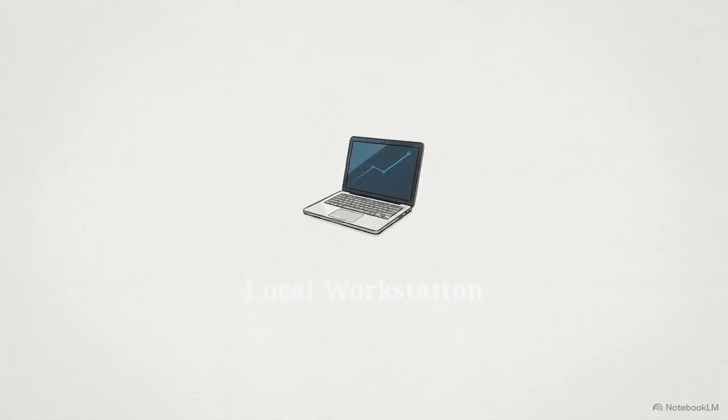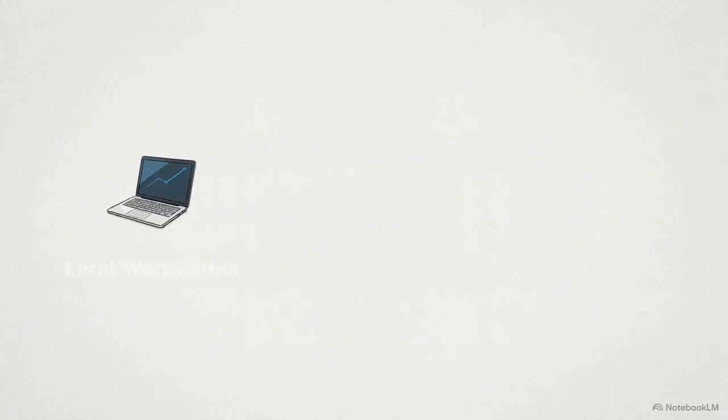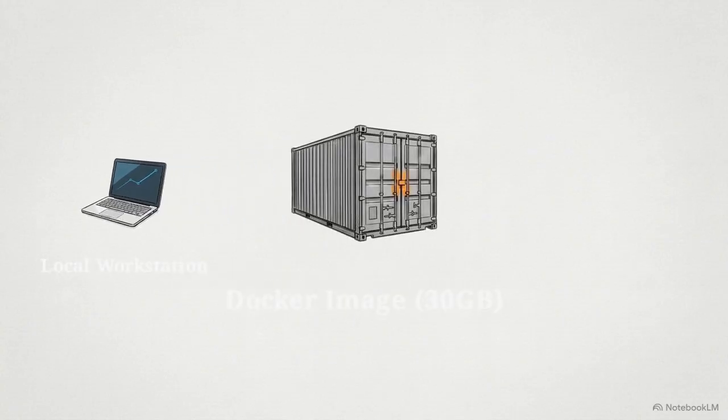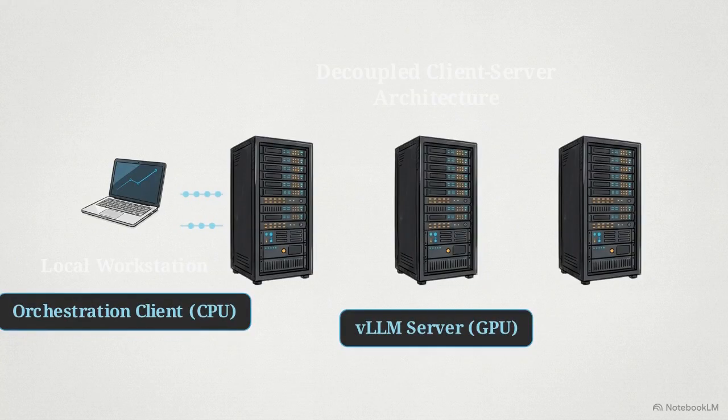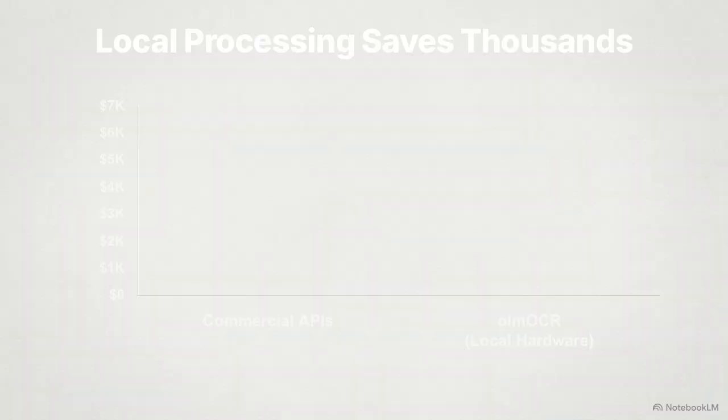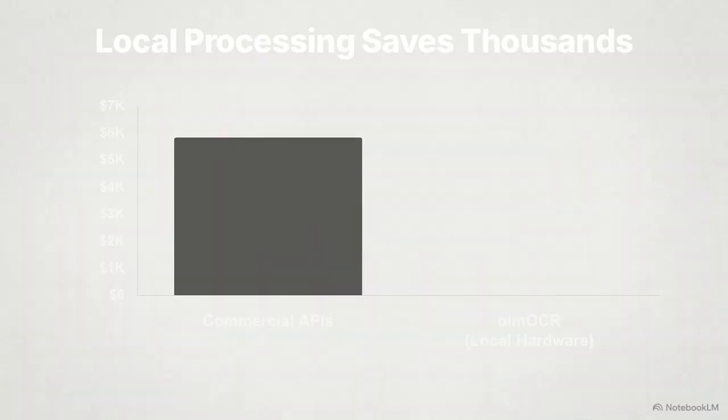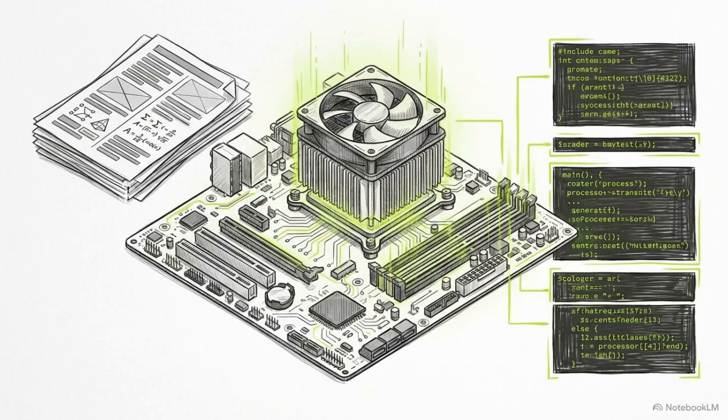For organizations that need to scale this beyond a single local workstation, the Allen Institute provides 30 GB prepackaged Docker images, or you can implement a decoupled client-server architecture. Relying on standard commercial APIs to process 1 million structured pages costs thousands of dollars. Running that exact same volume through an optimized olmOCR pipeline on provisioned local hardware costs roughly $190. By keeping the processing local, you achieve high-fidelity document digitization at a fraction of the cost.